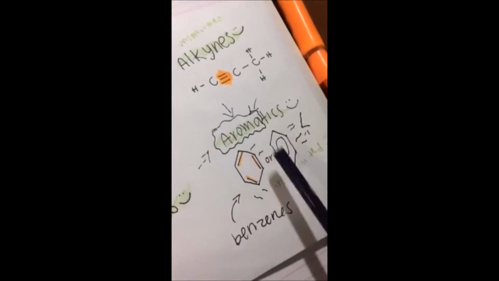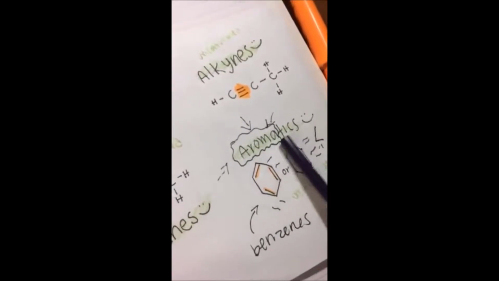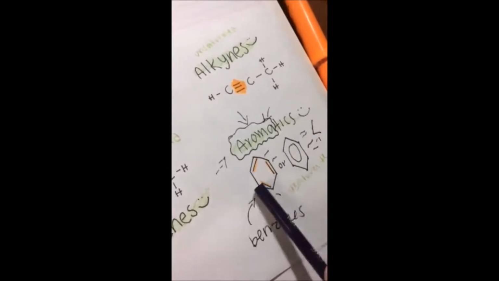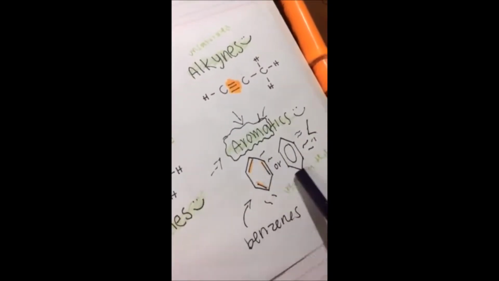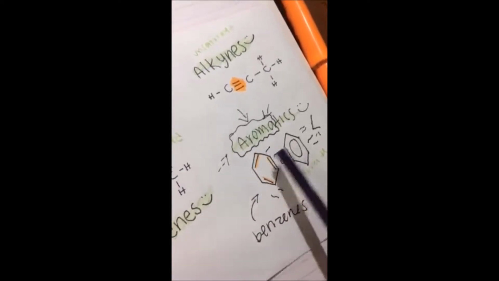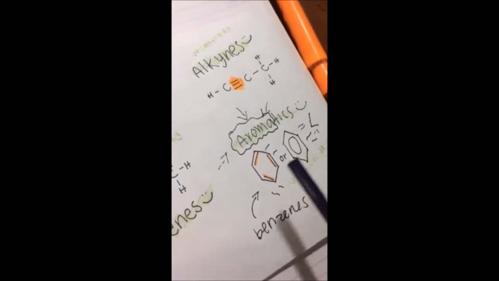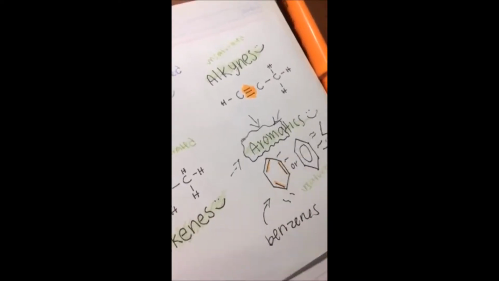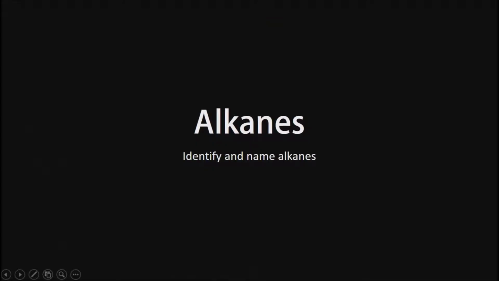Aromatics are known as benzenes, and they look like rings. They have three pairs of double bonds, that's why they are unsaturated, and they usually release odor, that's why they have aroma in their name. Okay, now we are going to talk about the alkanes.